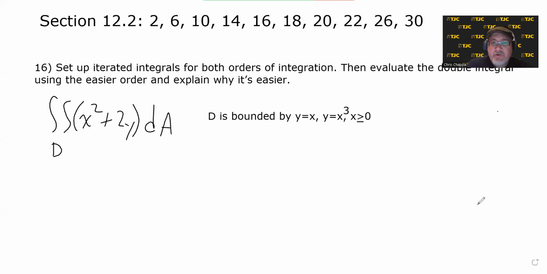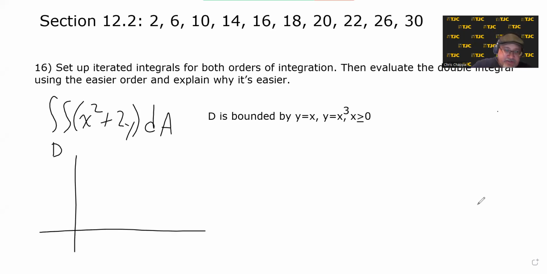Section 12.2, question 16. Set up iterated integrals for both orders of integration, then evaluate the double integral using the easier order and explain why it's easier. We're doing the double integral of x squared plus 2y dA over region D. Region D is bounded by y equals x cubed, and x is greater than or equal to 0.